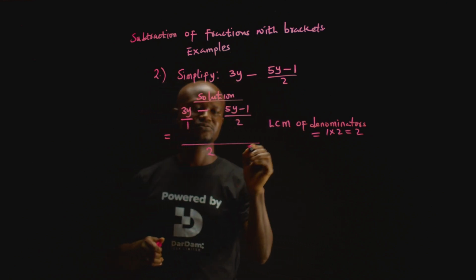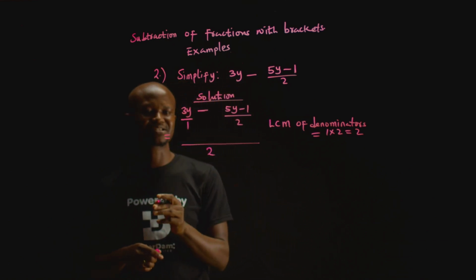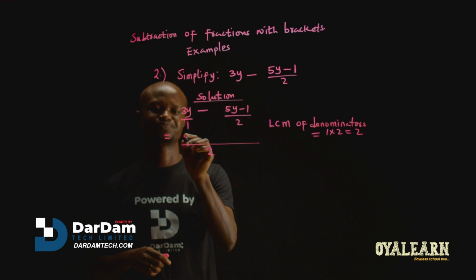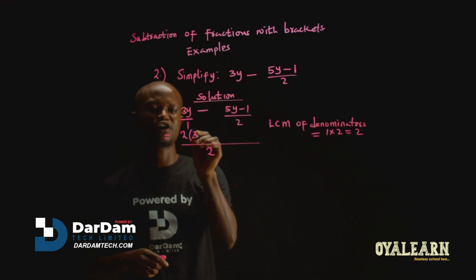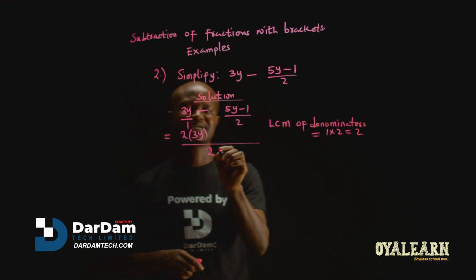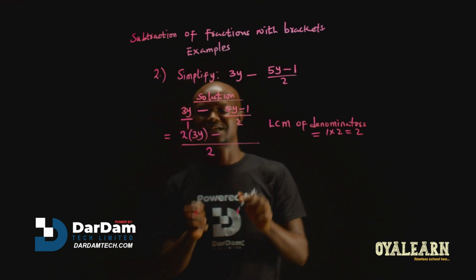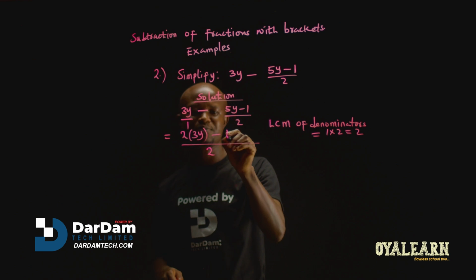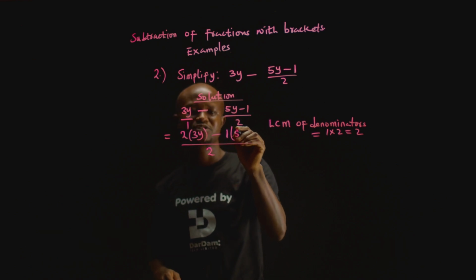Let's solve the problem. Now in this case, 2 divided by 1, what do we have? That is 2. So 2 we multiply with the first numerator, then minus. Now 2 divided by 2, what do we have? 1. So 1 we multiply with the second numerator.